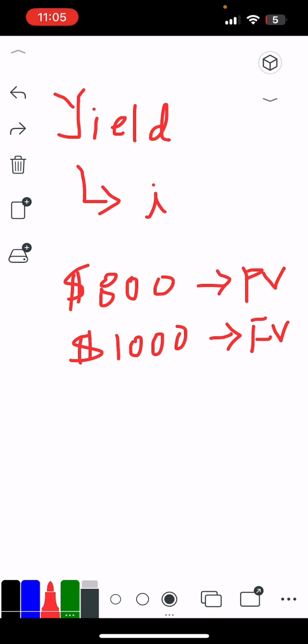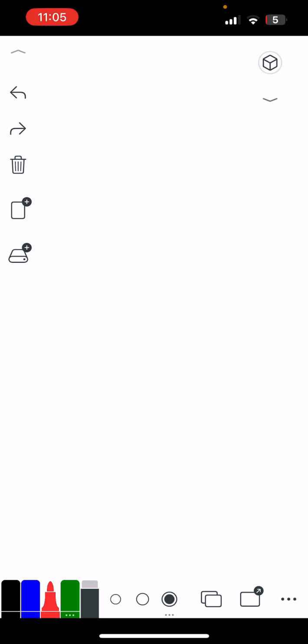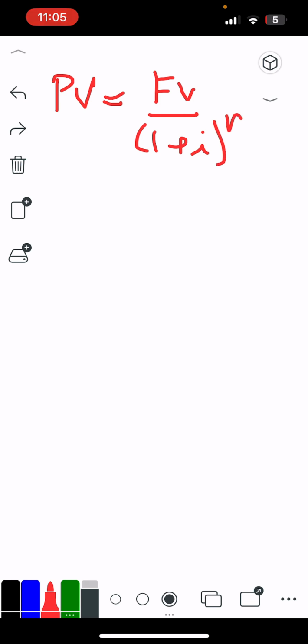All right, now to figure out interest, we'll use the same formula that we use for compounding, and that would be relevant to your present value. So we know that present value equals future value divided by 1 plus I all raised to n. So to figure out I over here, we'll need to rearrange the equation. And how do we rearrange the equation? Let me write this down over here. So this is present value equals future value over 1 plus I raised to n.